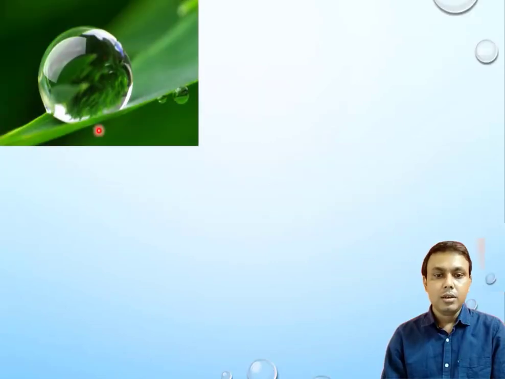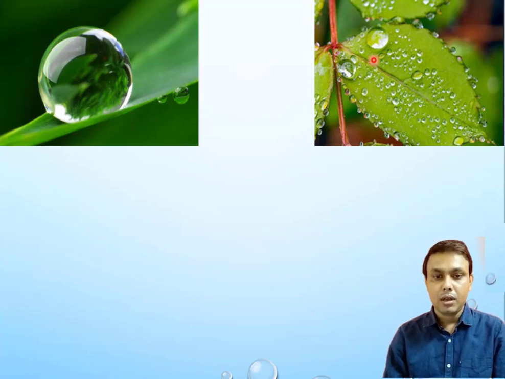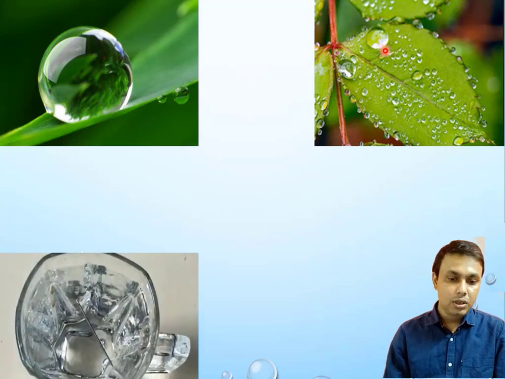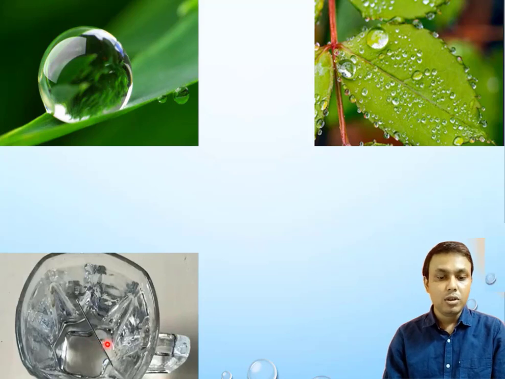This is a small spherical dewdrop. Here these are some small raindrops and these are also spherical in shape. Here you see a needle. It is a small needle. It is floating on the surface of water. অর্থাৎ একটা ছোট্ট সূচ যেটা জলের উপর ভাসছে কিন্তু জলের মধ্যে ডুবে যাচ্ছে না.